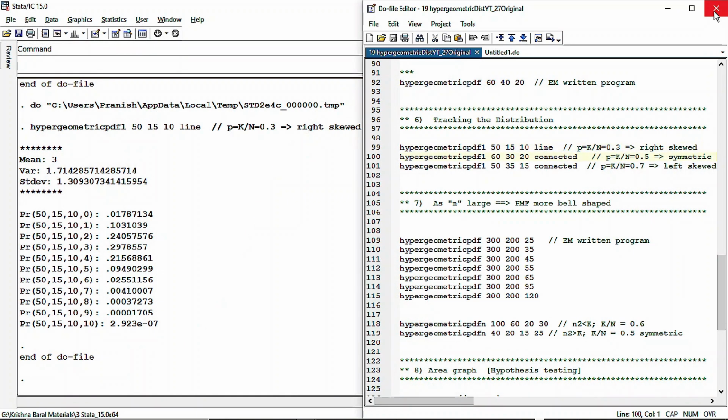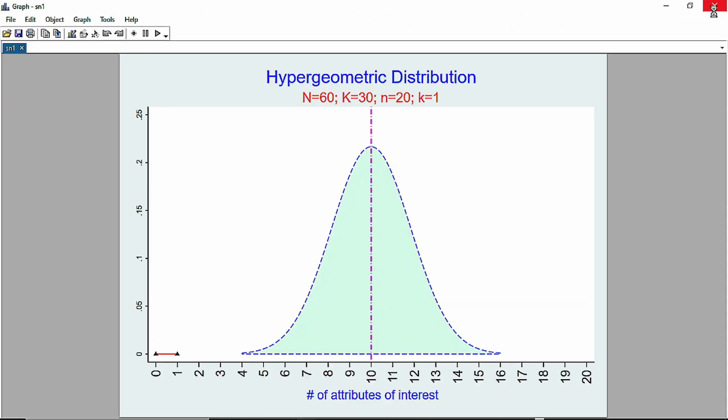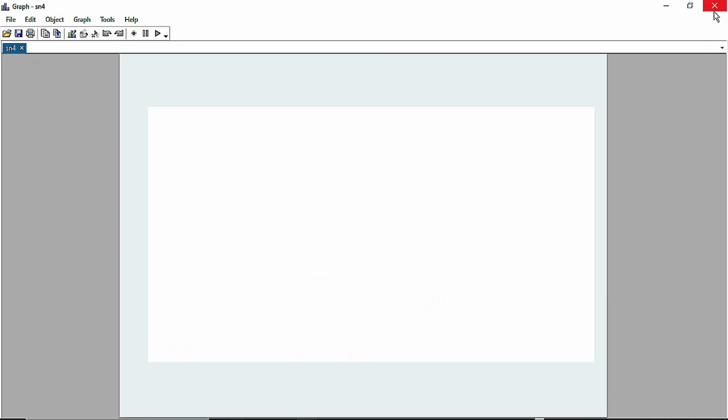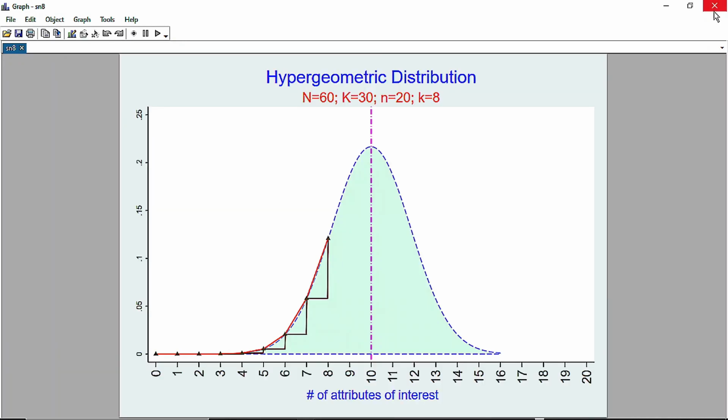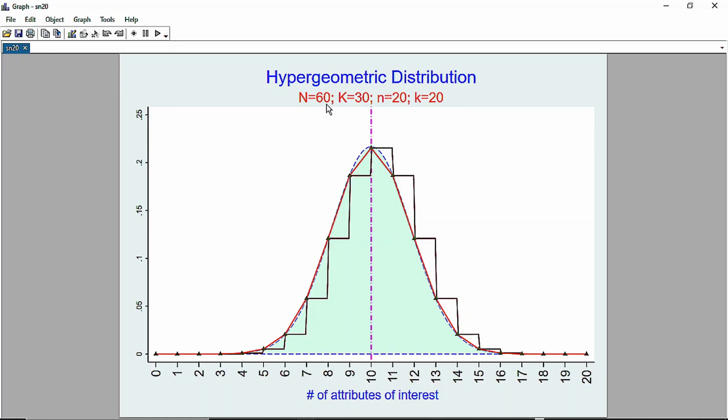And let us now create the probability to be 50%. So 30 divided by 60. So the value of P is 50%. And if the probability is 50%, we'll get a more symmetric graph. And let us draw it, and we will see that the graph will be symmetric. So in a population, when 50% of the elements have the special attributes of interest, then its PMF is a bit symmetric.